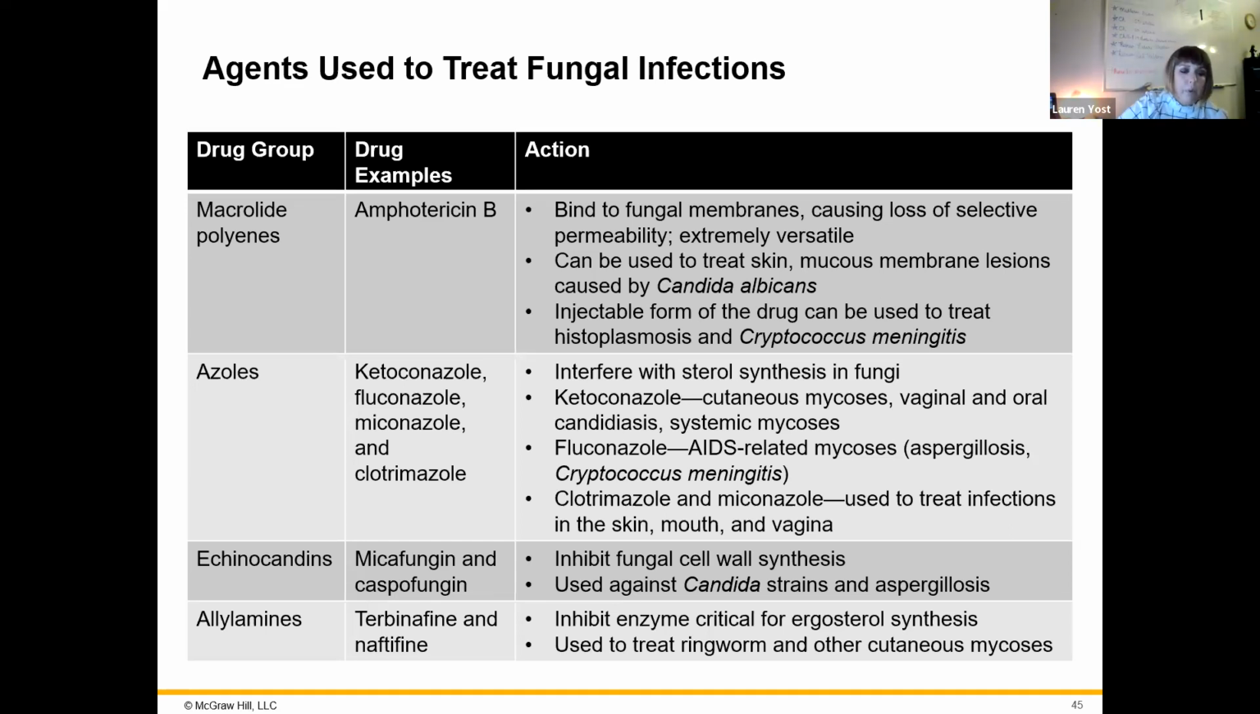So here are some ones you might be aware of. We have our macrolide polyenes. This includes amphotericin B, a big antifungal. You should be aware of that one. It will treat skin and mucous membrane lesions caused by Candida albicans. It also treats Cryptococcus meningitis. Those are pretty versatile drugs, the amphotericin B drugs.